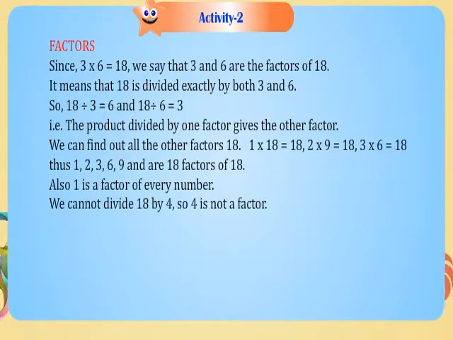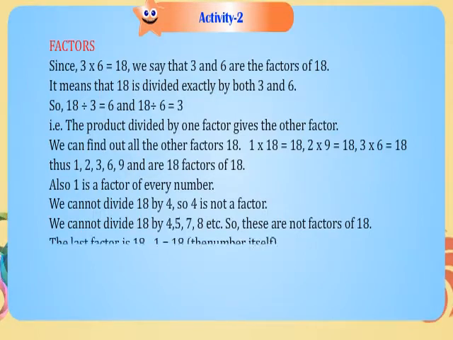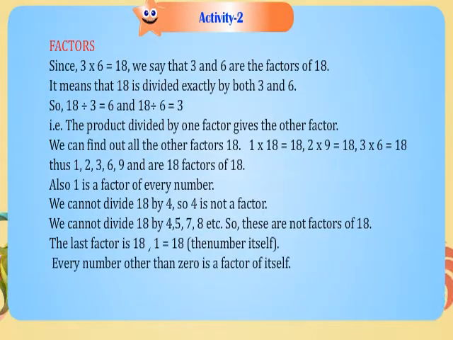We cannot divide 18 by 4, so 4 is not a factor. We cannot divide 18 by 4, 5, 7, 8, etc. So these are not factors of 18. The last factor is 18, since 18 into 1 equals 18, the number itself. Every number other than 0 is a factor of itself.